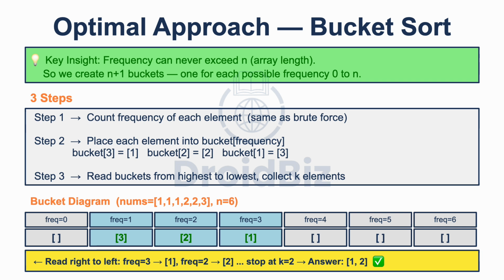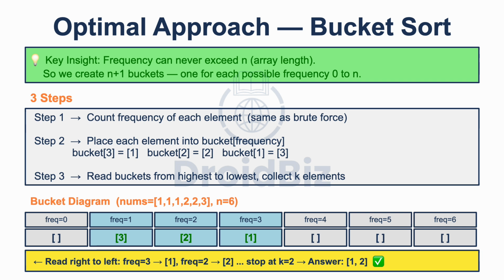If element 1 appears 3 times, it goes into bucket 3. Element 2 appears twice, so it goes into bucket 2. Element 3 appears once, so it goes into bucket 1. Step 3. Read the buckets from right to left, meaning highest frequency first. Collect elements until we have k of them.